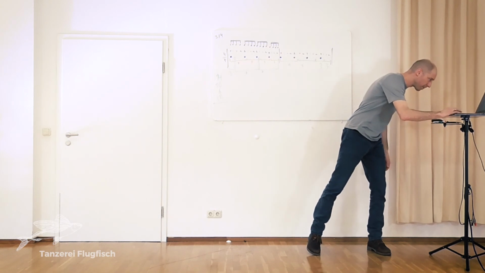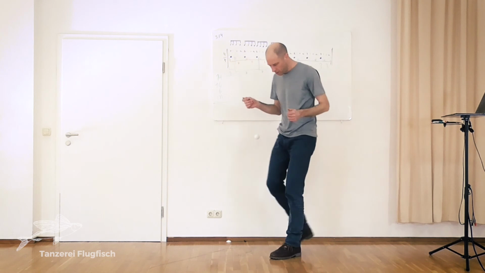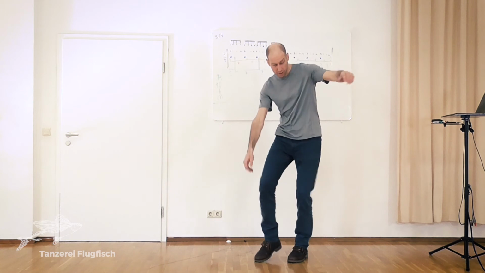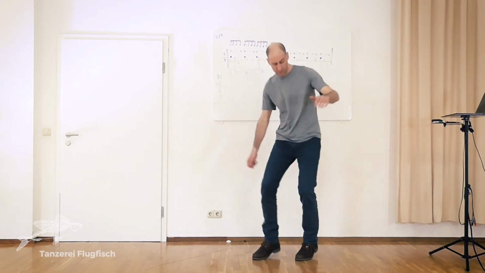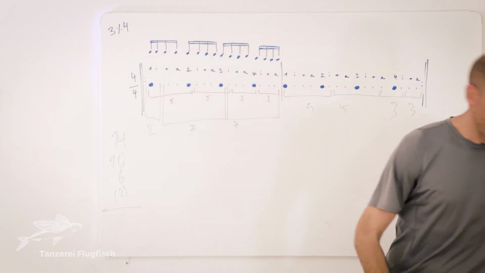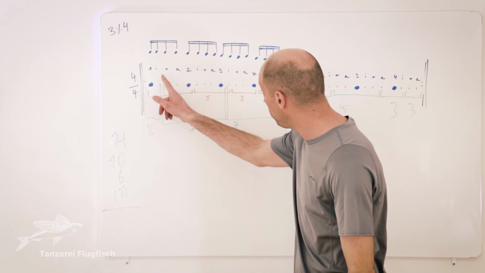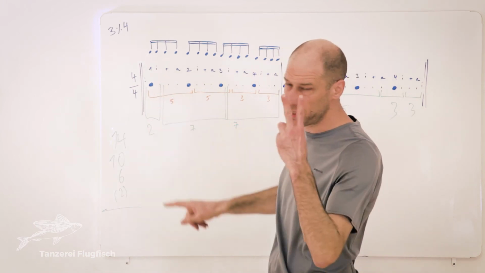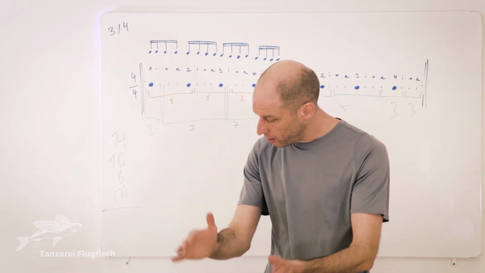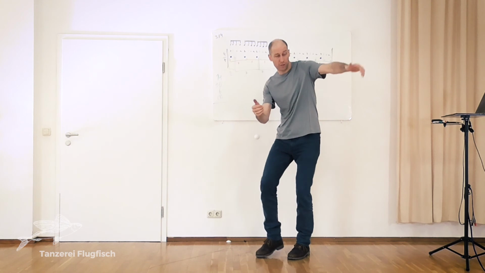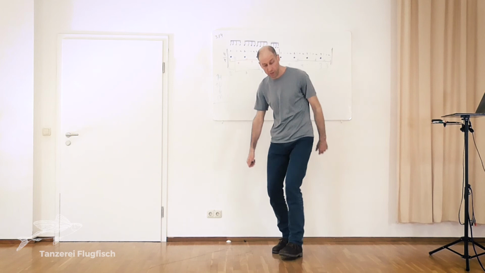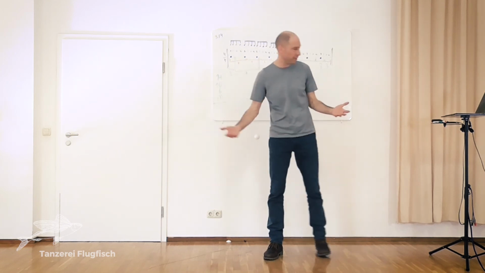Let's see. 1, 2, 3, 4, 1. Right? And I come out on the 1, right? So I started on the and because I knew I was missing 2 subdivisions to come out on the 1, okay? 1, 2, 3, 4, 1, 2, 3, 4, 1, 2, 3, 4, 1, 2, etc.